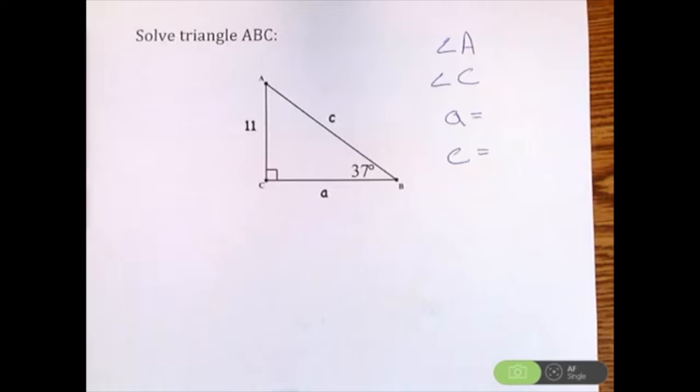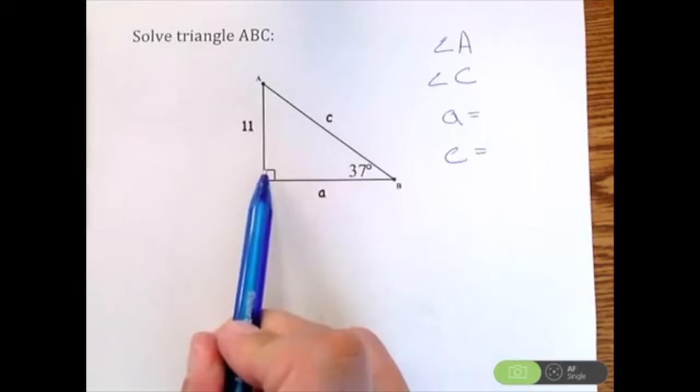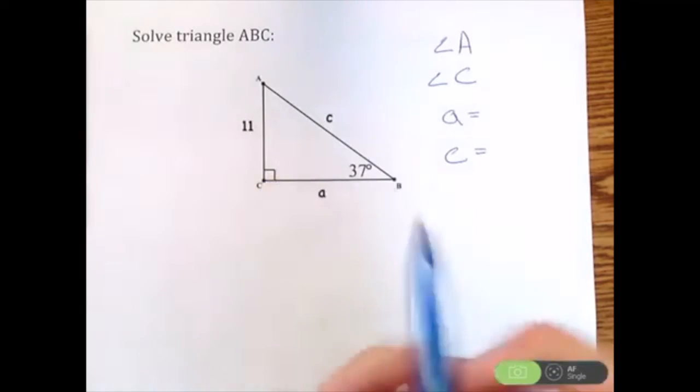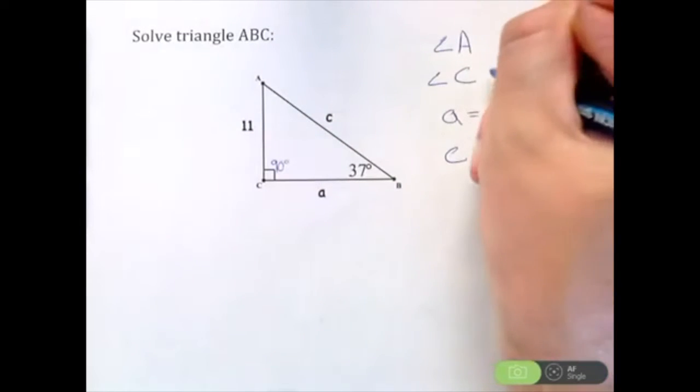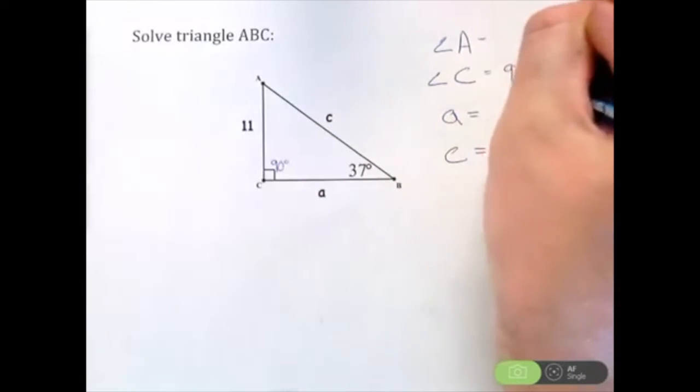Now, there are a few pieces here that come easily and some that are going to require a little bit of work. When you have this square here, you should remember from geometry that this is a 90-degree angle. So I can fill in angle C is 90 degrees.